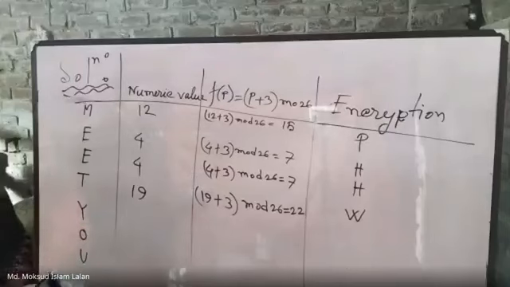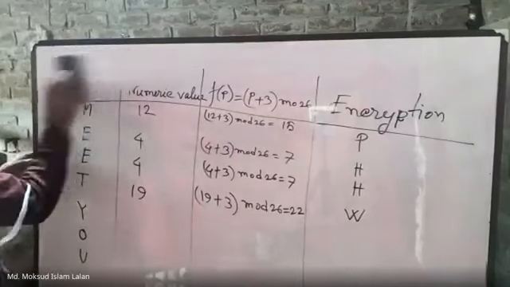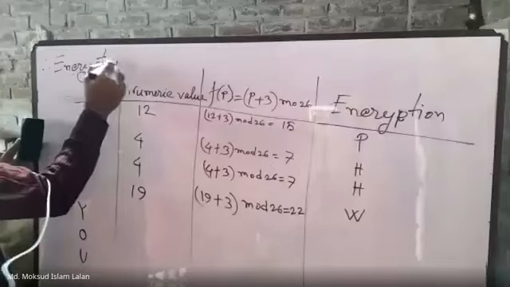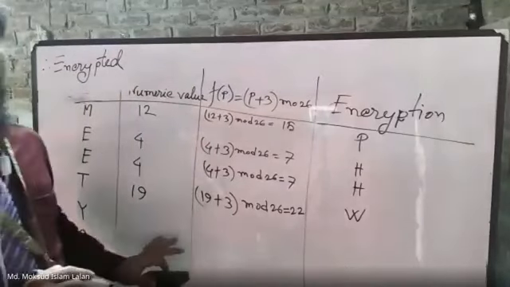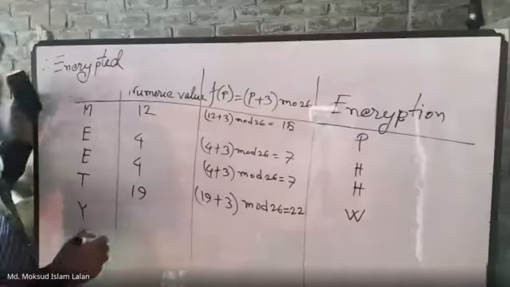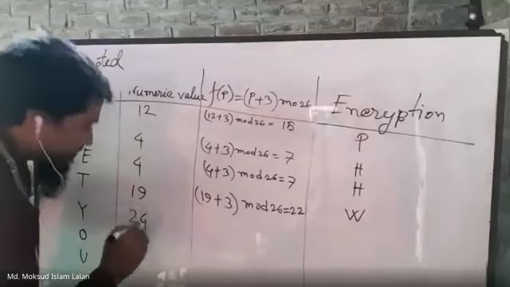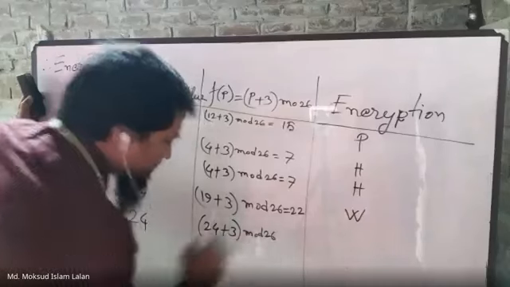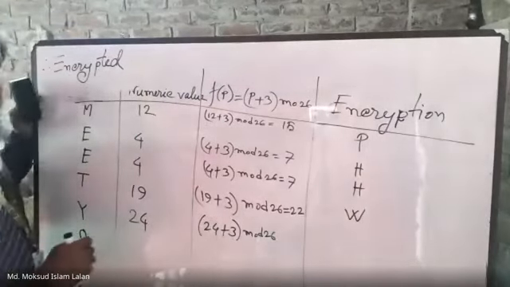So what is the encrypted message? Have you finished your math? What is the encrypted message? Sir, can you please do the Y number? Can you? Okay, so what is the Y value? Sir, 24. Okay, 24. Very good. So 24 plus 3, mod 26. So here your result is 27, right, Baijit?